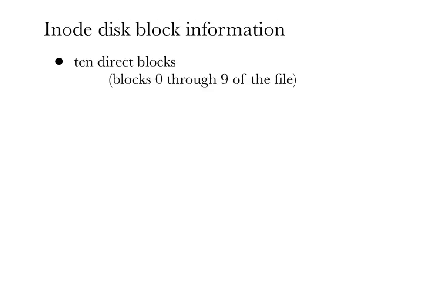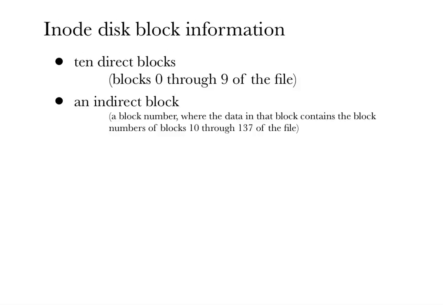We number all of the blocks on the disk, not track sector numbers if you've seen that, just numbers from 0 up to whatever. We will store these block numbers in the inode so that the operating system knows where to find the data blocks of the file. 10 block numbers right in the inode point to the first 10 blocks of the file, blocks numbers 0 through 9 of the file. Another block number is the number of a block which itself contains 128 block numbers for blocks number 10 through 137 of the file. We call this the indirect block.